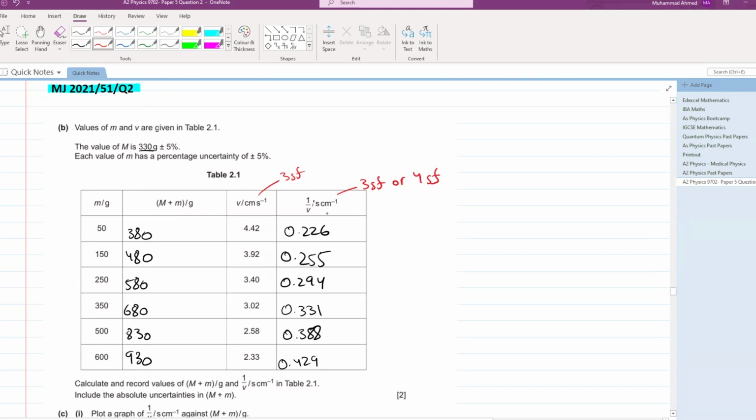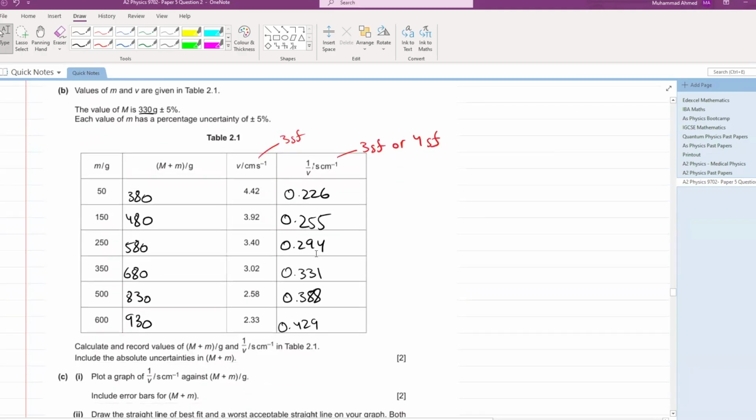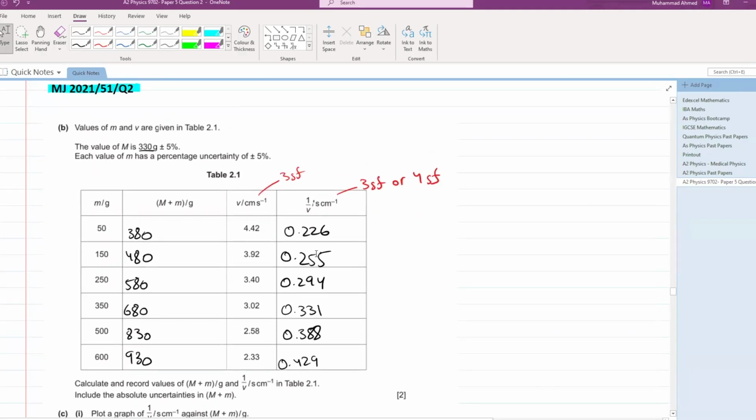The calculation is pretty easy. Just input 1 over the value that you are given in the row. 1 over 4.42, you will get this answer. 1 over 3.92, you will get 0.255 as your answer. Obviously, you can check this in the marking scheme as well.